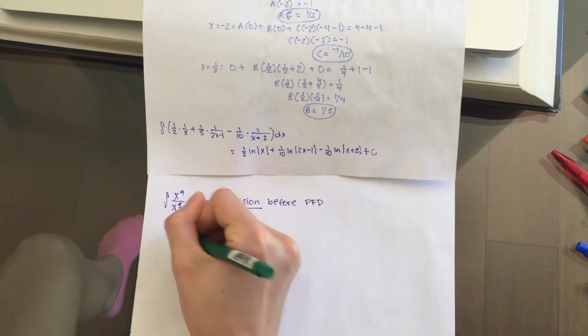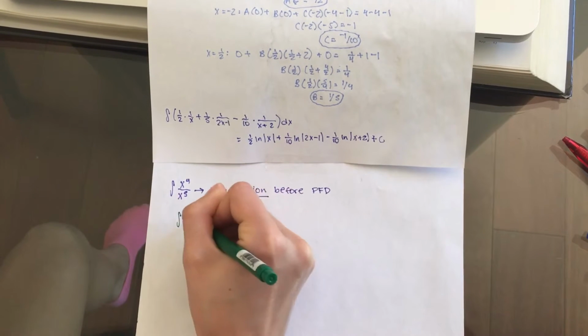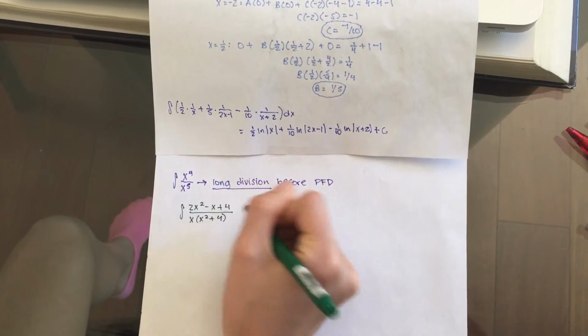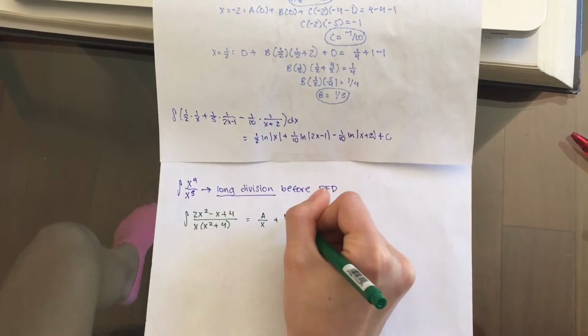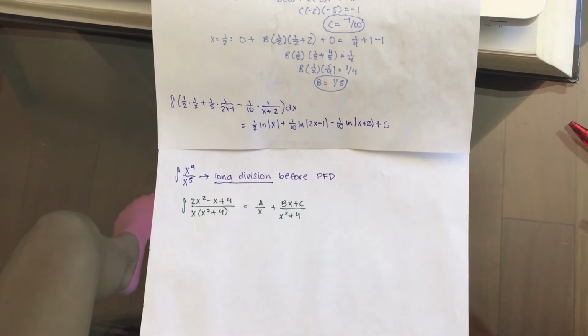Let's say we had a slightly more complicated denominator, for example, x times the quantity x squared plus 4. Since this cannot be factored further, you have to split the fraction up by writing a over x plus bx plus c divided by x squared plus 4. This is to account for the x squared in the denominator.